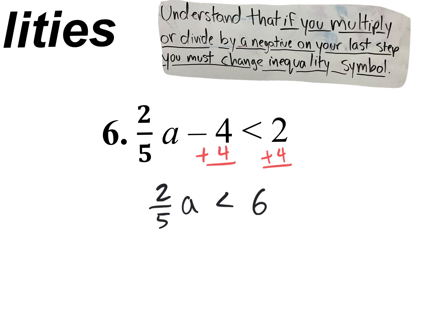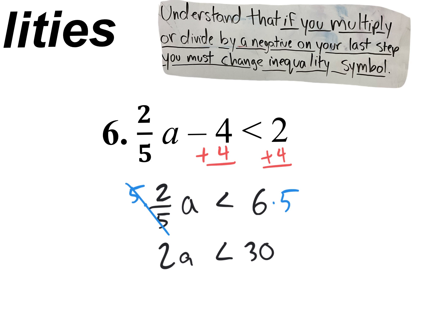How do you get rid of something? You do the opposite. If you have it divided by 5, all you have to do is multiply by 5. And what you do to one side, you have to do to the other side, multiply by 5. Now, you're not really multiplying on this side. You actually just cancel it out. I mean, you could multiply and say 5 times 2 is 10, and then 10 divided by 5 is 2, but it's easier to just cancel it out. So we end up with 2a is less than 30.